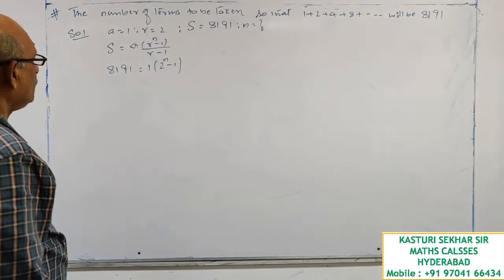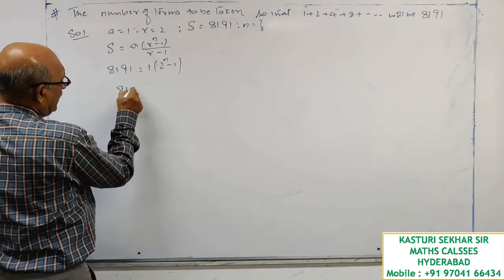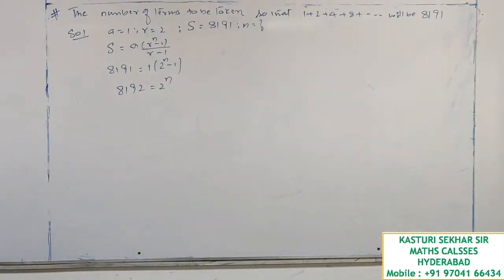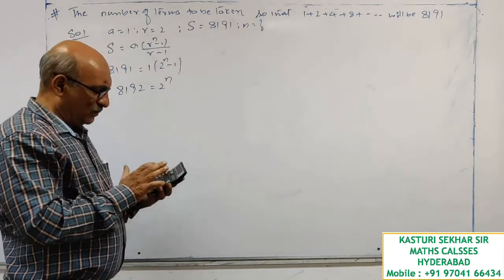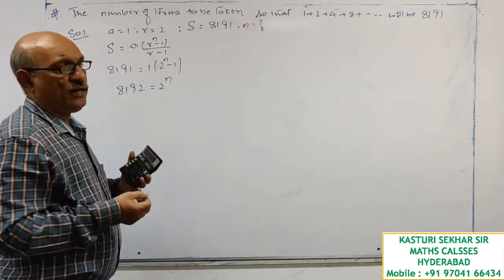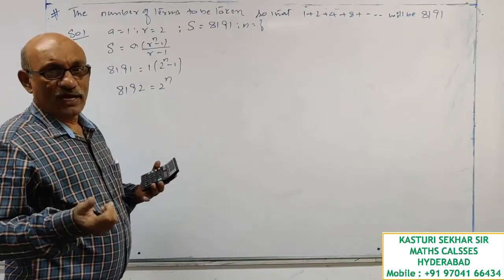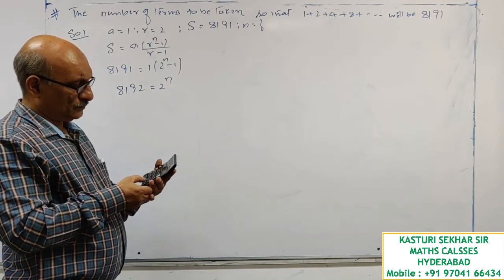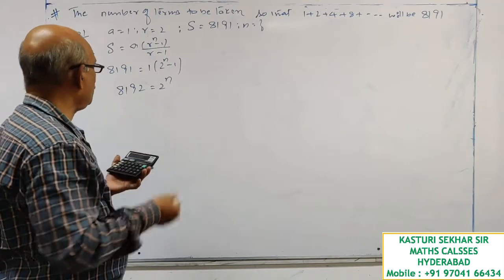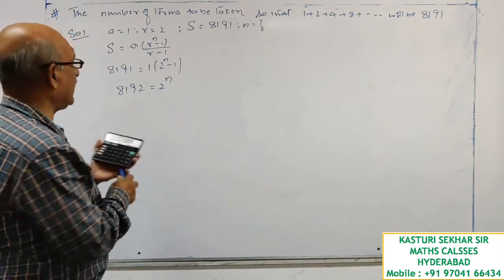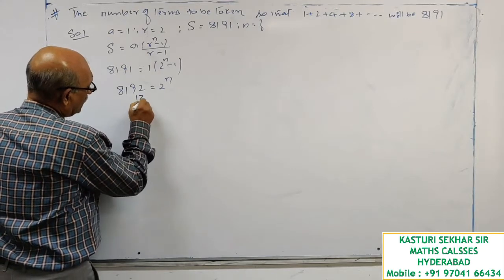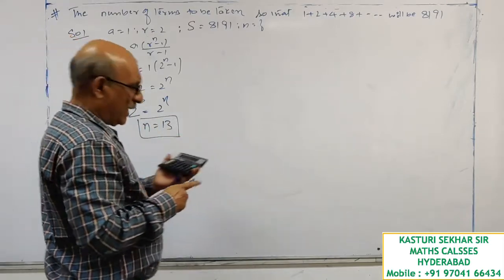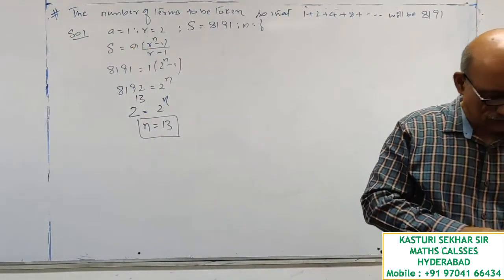So S is equal to A into R power N minus 1 by R minus 1. Two power N minus 1. Take minus 1 to this side. 8192 is equal to 2 power N. So raise the power of 2 till you get 8192. Let us verify. So 2 power 13 is 8192. 2 power 13 is equal to 2 power N. N is equal to 13.